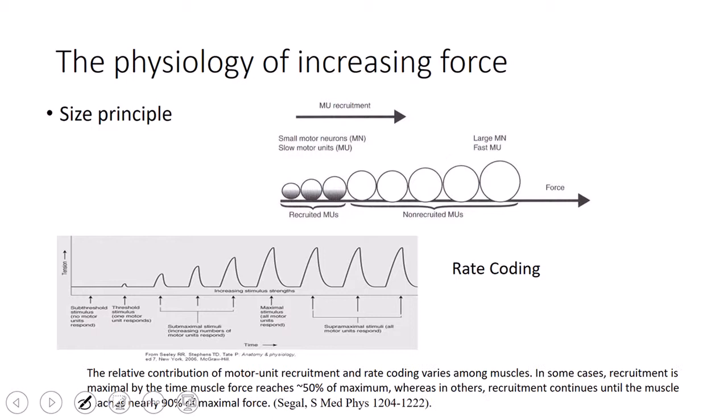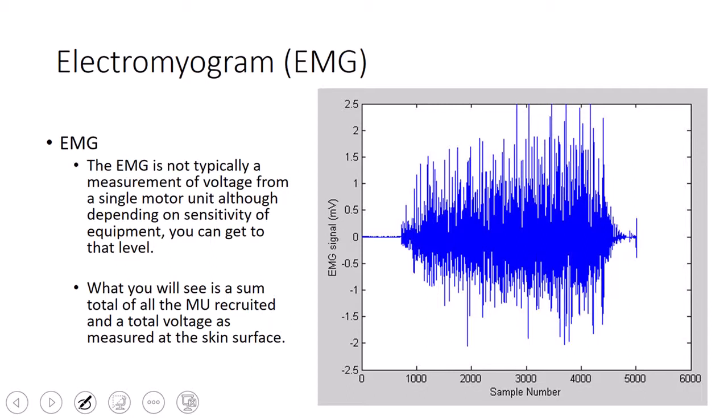So an electromyogram is not typically a measurement of voltage from a single motor unit, although depending on the sensitivity of the equipment, if you're doing a needle EMG, like a neurologist or a physical medicine and rehabilitation physician might do, they may be able to get closer to that level. A gross EMG, which is something that we'll be doing in our lab, uses electrodes, and these are measurements of the electrical potentials as measured at the skin surface. So these are really a sum total of all the motor units being recruited.